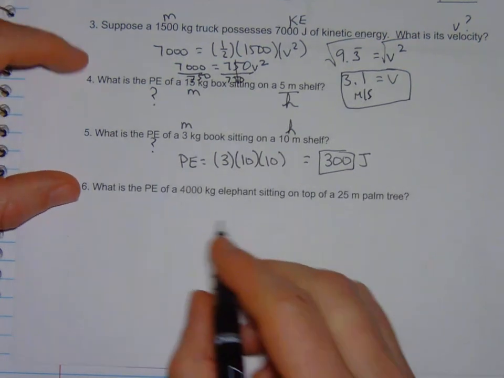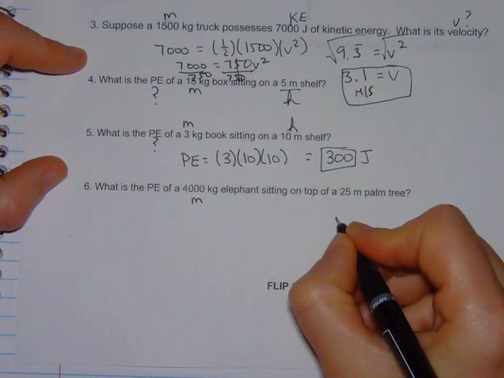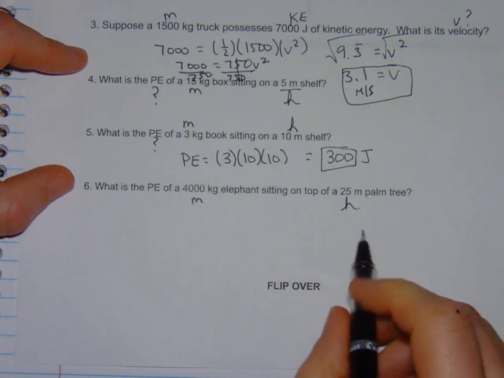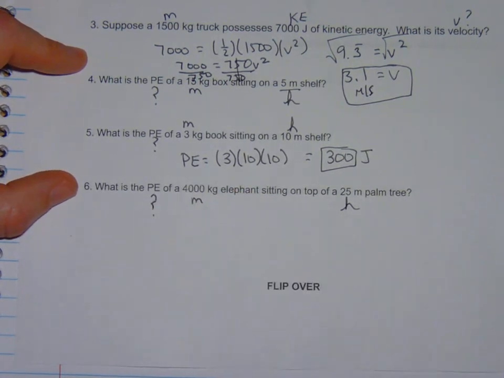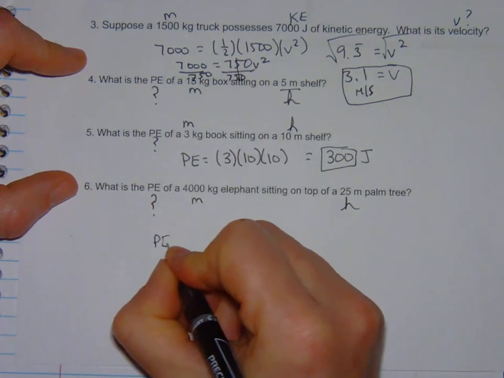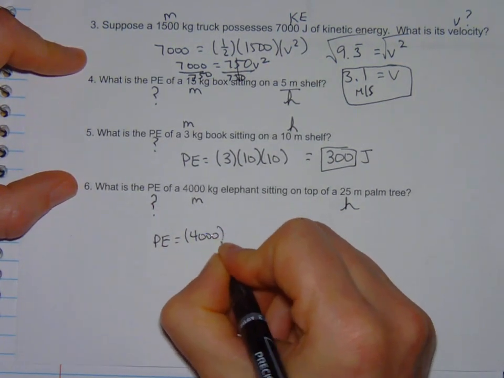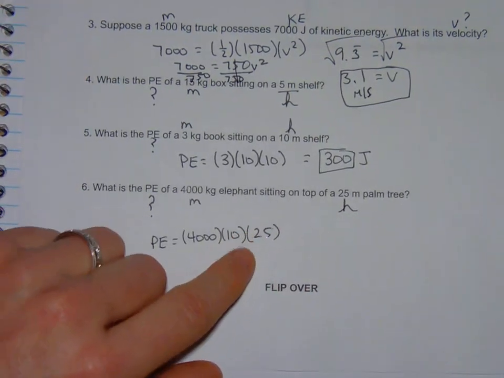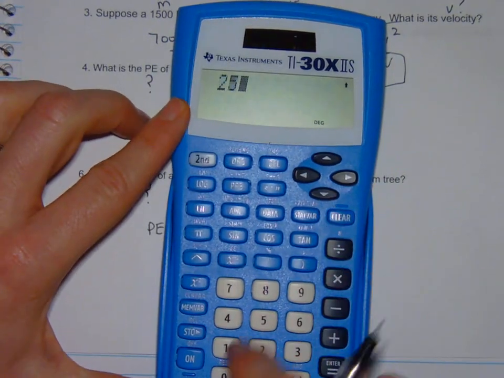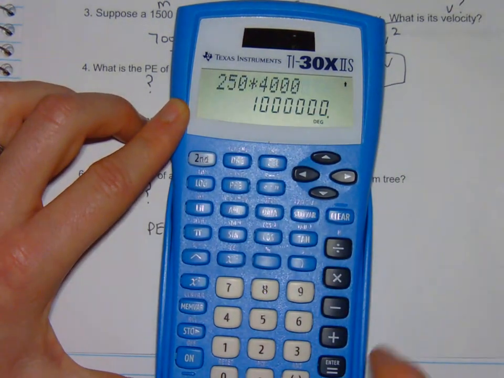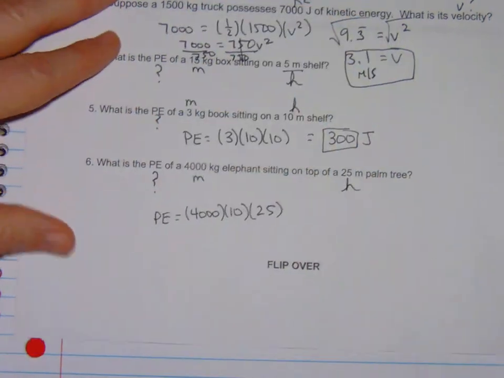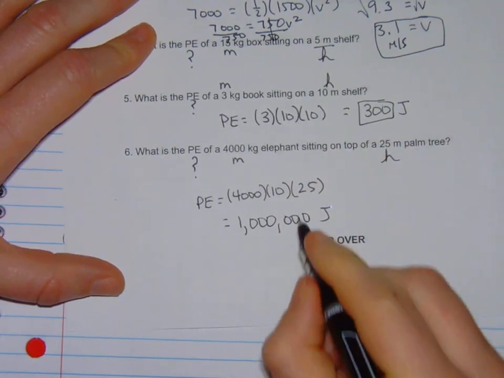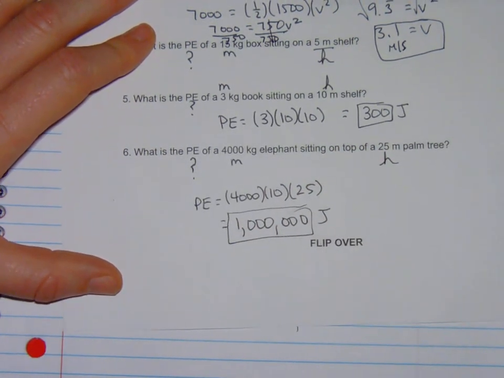Number 6, same type of problem. We have a 4,000 kilogram elephant. It's sitting on top of a palm tree that's 25 meters high. No idea how it got up there. And we are looking for potential energy. Potential energy equals mass, gravity, height. So essentially we have 250 multiplied by 4,000. Answer is, let me get this right, 1 million. It's a massive elephant. 1 million joules of potential energy. You would not want the elephant coming down on us. Don't walk under that tree.